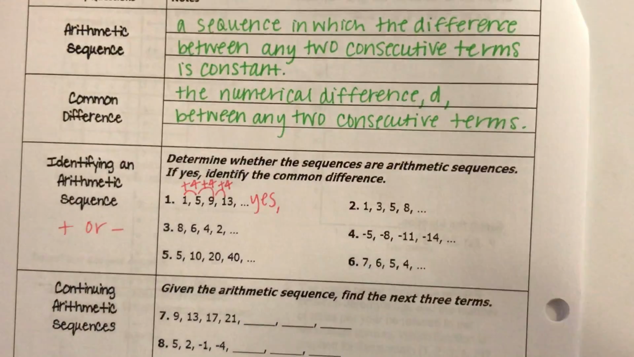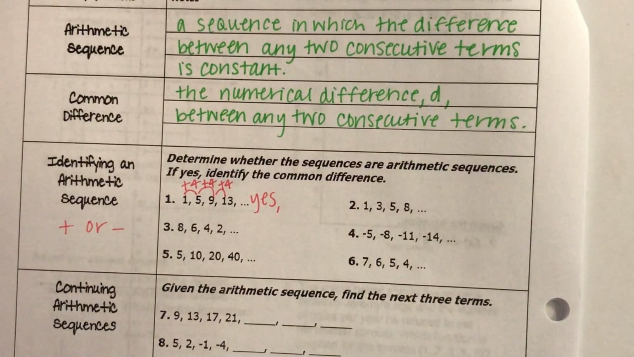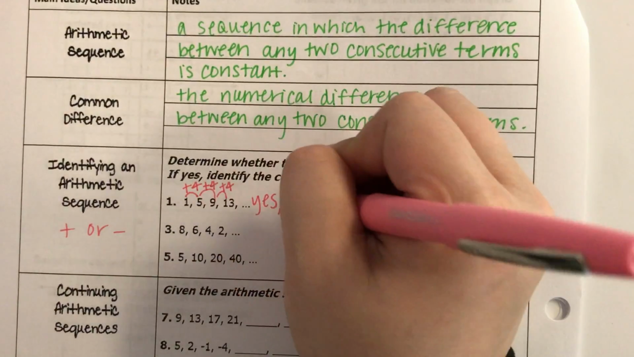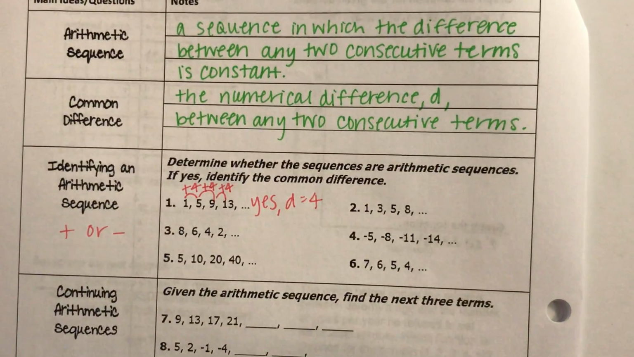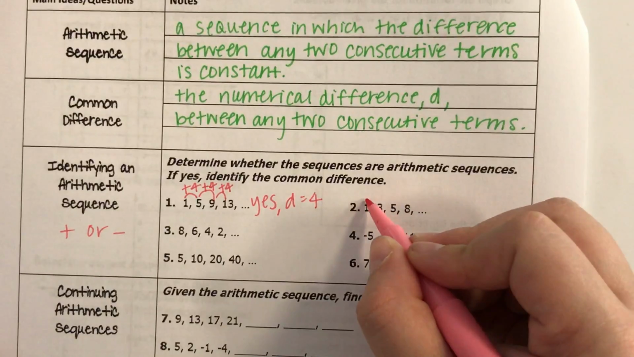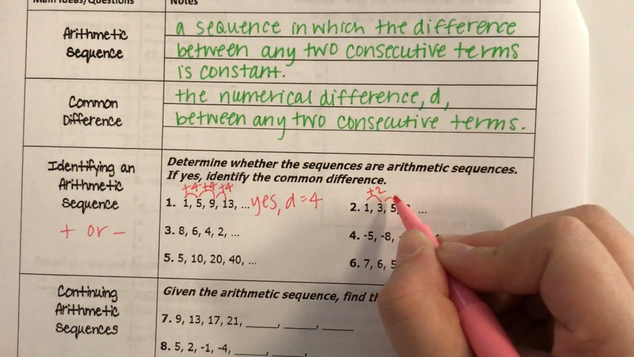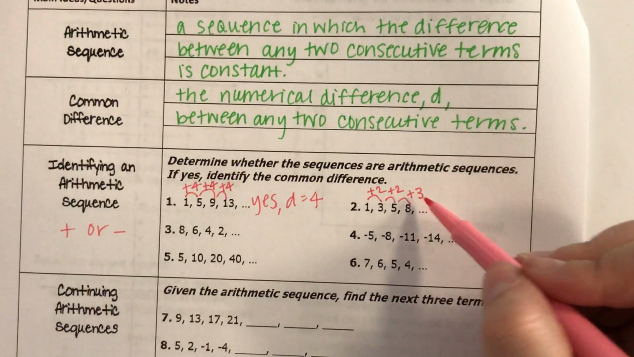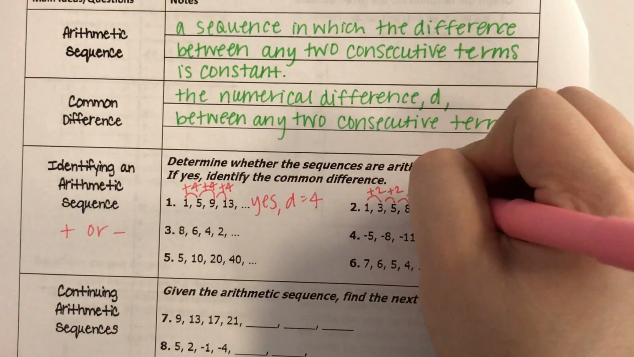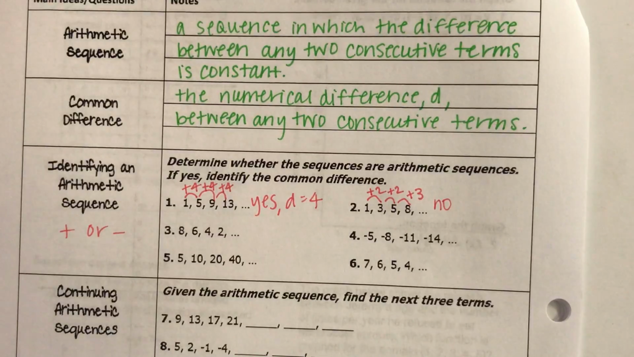So yes, and identify the common difference. Well, the difference is 4. That's all you got to do. Okay. So number 2, how do I get from 1 to 3? Well, I add 2. I added 2. Added 3. Uh-oh. 2 and 3 are not the same, so this is not an arithmetic sequence.